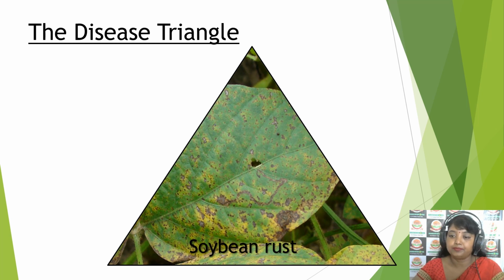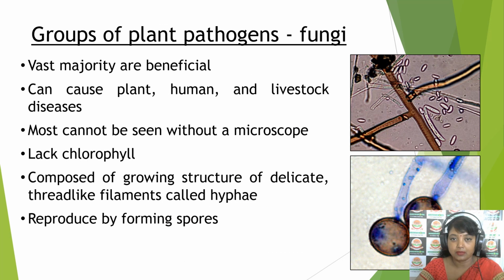That is, the disease triangle is that the host, pathogen and environment should come together to form a disease in a plant. There is a certain group of plant pathogens which can cause disease in plants. So the diseases can be caused by fungi. The diseases can be caused also by bacteria. The disease can be caused by nematodes. Diseases can be caused by viruses.